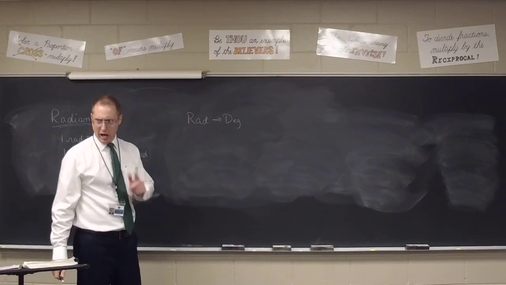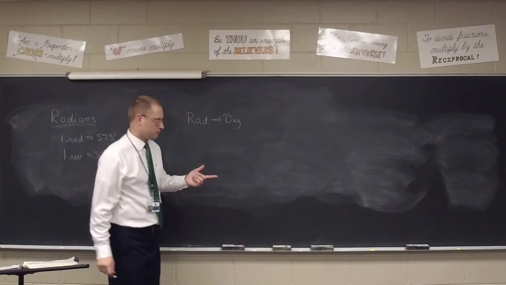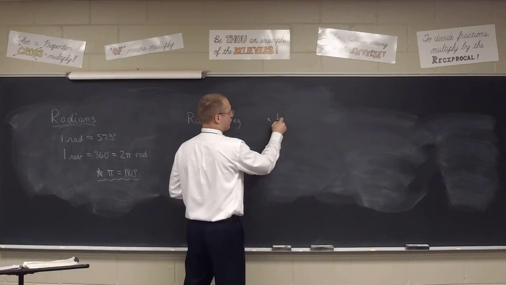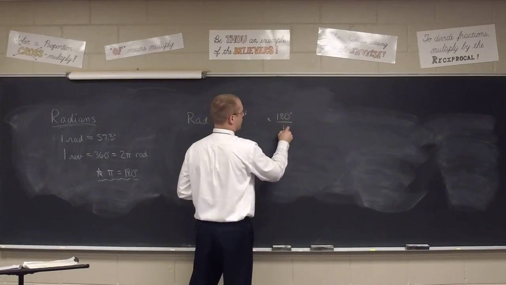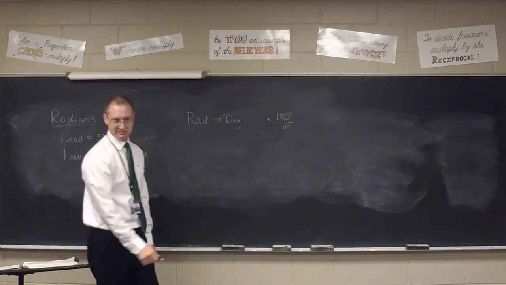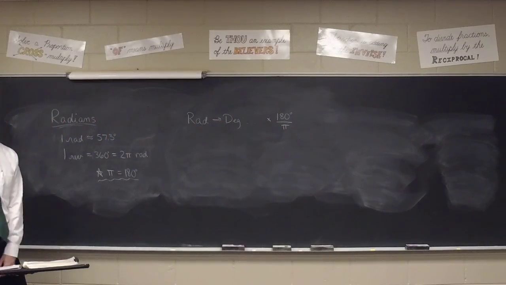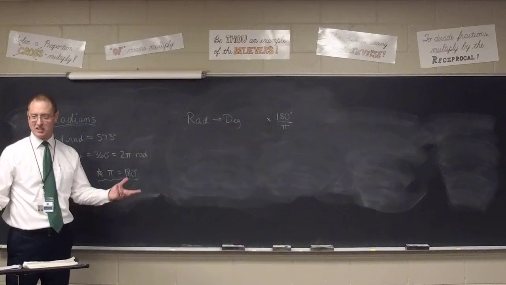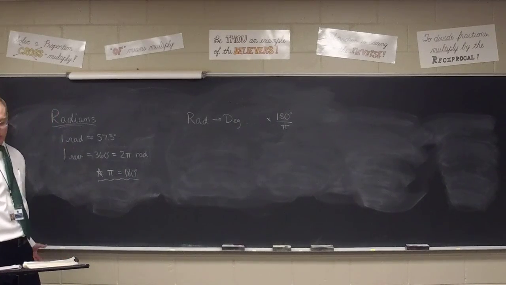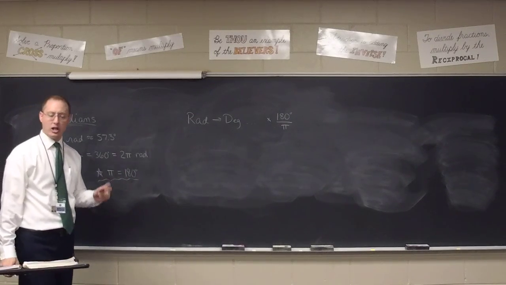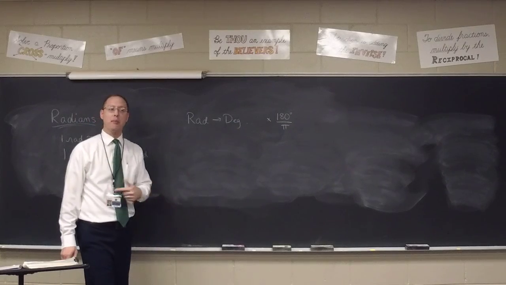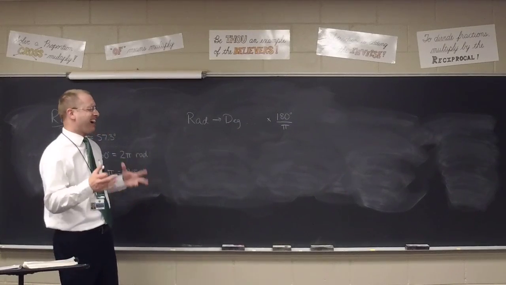Well, you realize this is the opposite operation, right? So it's not too hard to figure out that you multiply by 180 degrees over pi. You're going to do the exact opposite: multiply by the reciprocal. The problem is students get mixed up. Which way do I go?